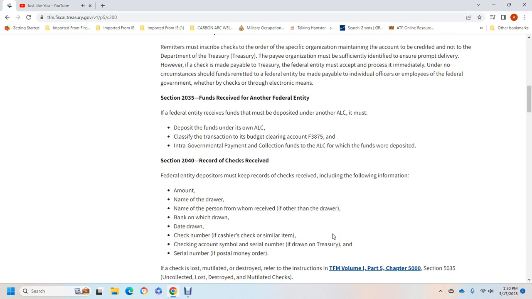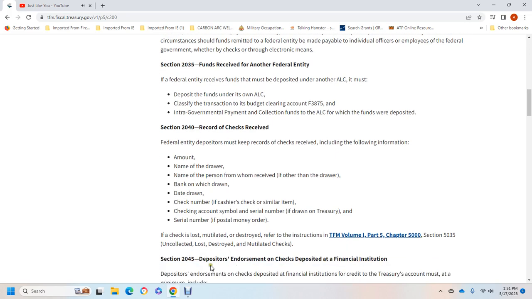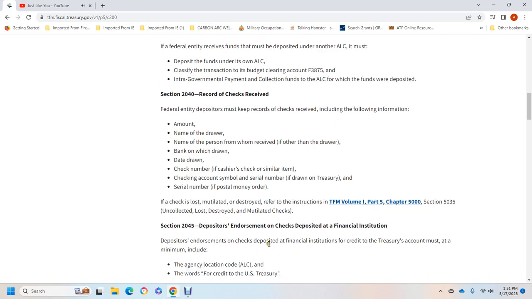Section 2040, Records of checks received. The federal entity depositories must keep a record of the checks received, including the amount, the name of the drawer, the name of the person who received it if other than the drawer, the bank of withdrawal, the date of withdrawal, the check number if a cashier's check or similar item, the account symbol and serial number for checks drawn on the Treasury, the post office money order, and checks with loss, mutilation or destruction. Refer to check instructions in Treasury Financial Manual Volume 1, Chapter 5000, Section 5035 on collected, lost, destroyed, and mutilated checks.